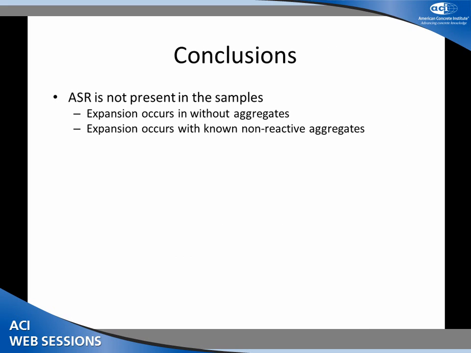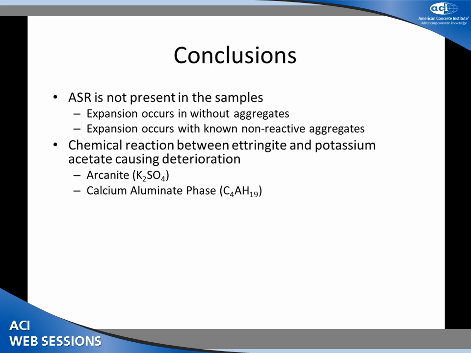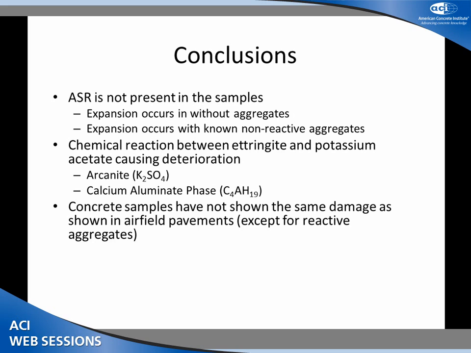So in conclusion, ASR wasn't present in the samples that we made in the laboratory. However, we were seeing expansion occurring without any aggregates. So all we made were the pastes. We saw expansion occurring with non-reactive aggregates. There was a chemical reaction that we determined was going on between ettringite and the potassium acetate, which was forming arcanite and a calcium aluminate phase.